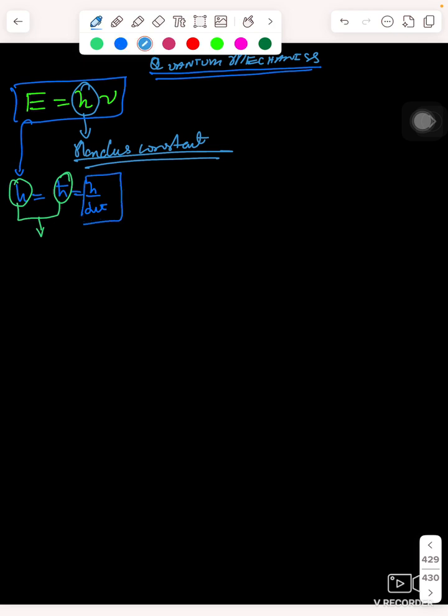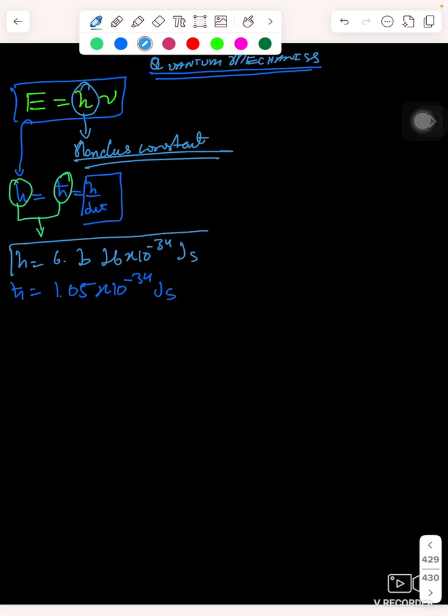Now, the value for h is 6.626 times 10 to the power minus 34 joule seconds. And for h bar, since it's divided by 2 pi, it will be 1.05 times 10 to the power minus 34 joule seconds. That's the only difference, that the value changes. Other than that, they are both in the same field, quantum mechanics, and they are an important part of it.